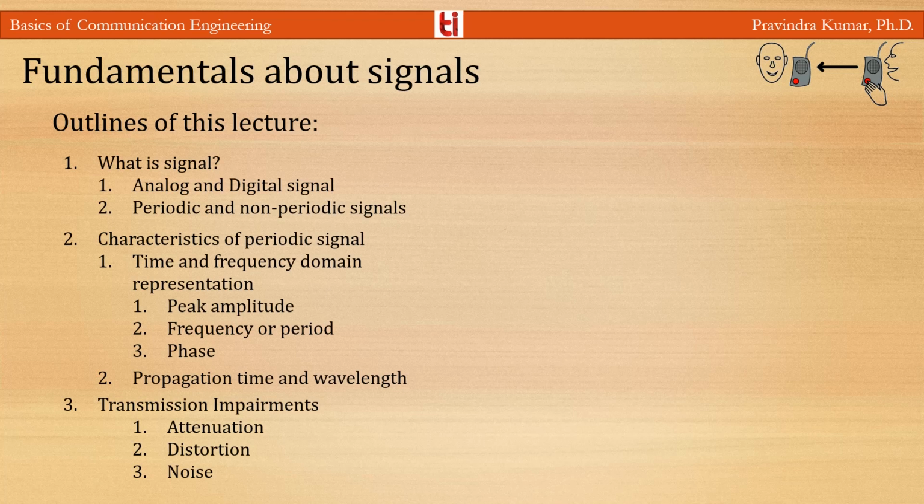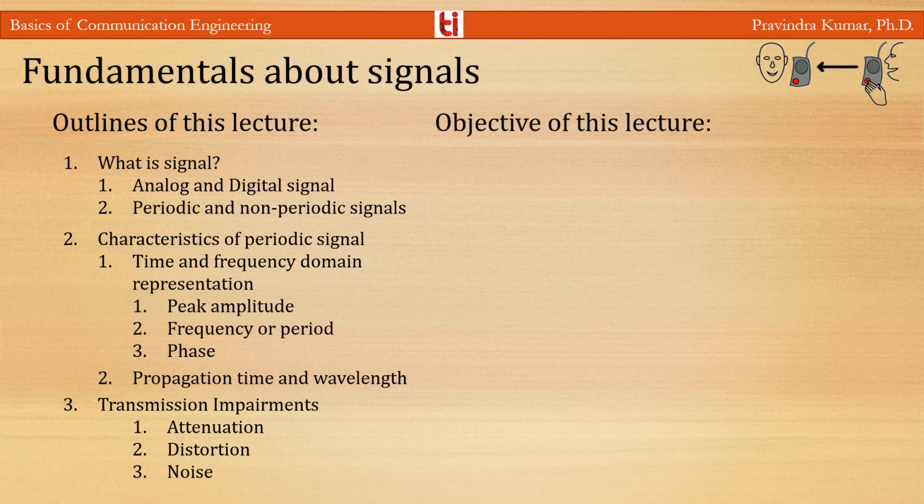In this lecture, I would like to discuss about signal, and the outline of this lecture are: what is signal, where we will discuss analog and digital signal, periodic and non-periodic signal. And also we will discuss characteristics of periodic signal. The first characteristic is time domain and frequency domain representation, where we will discuss peak amplitude, frequency or period, and phase of the signal. Another characteristic is the propagation time and wavelength. After this we will discuss transmission impairments. The three components of the transmission impairments are attenuation, distortion and noise.